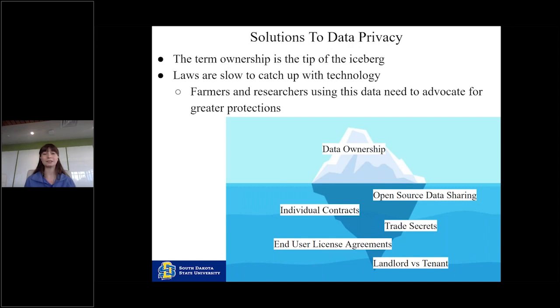And unfortunately, these laws for data privacy and ownership are really slow to catch up with technology. Farmers are going to really need to advocate for greater protections. And I also believe that as researchers, we're always using data and we're always asking farmers if we can use their data. And so we need to also really advocate for greater protections for farm data as well.